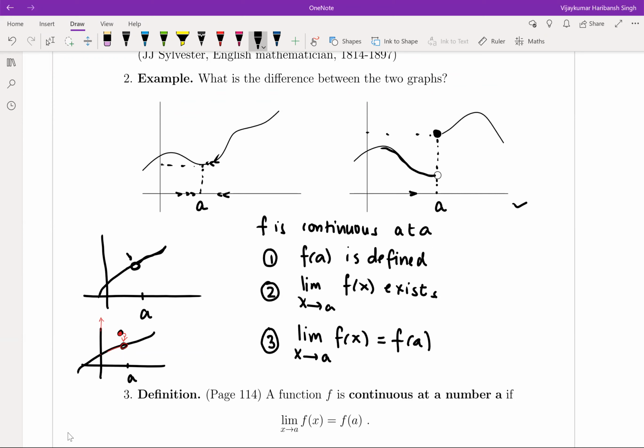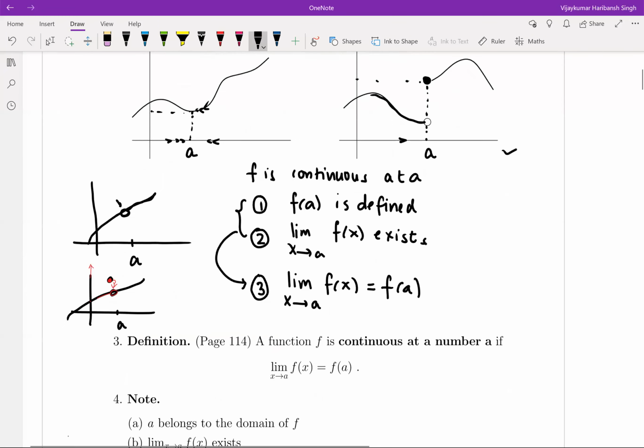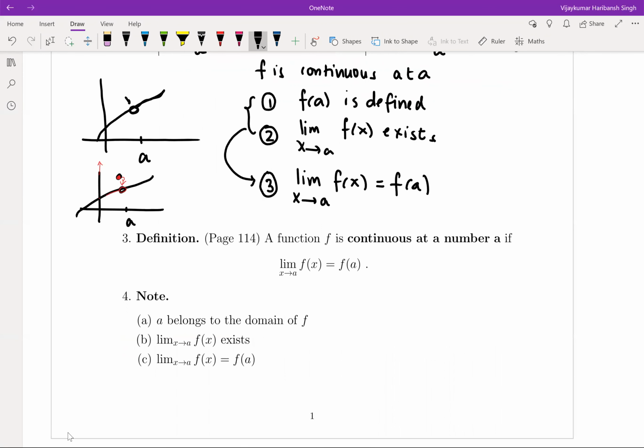So both of these conditions can be combined in the third one, right? Because when you write it like this, you're already saying f of A is defined, and you're already saying the limit exists, because you're saying that limit is equal to f of A. So this is the definition of continuity. A function f is continuous at number A if the limit as x goes to A, f of x is equal to f of A.